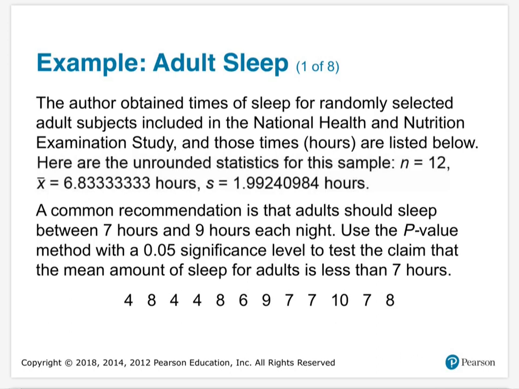The author obtained times of sleep for randomly selected adult subjects included in the National Health and Nutrition Examination Study, and those times in hours are listed below. Here are the unrounded statistics for this sample. So n equals 12. What's X bar? What does it mean when we put a bar over X like that? Average. That means mean. So that's the average number of hours of sleep.